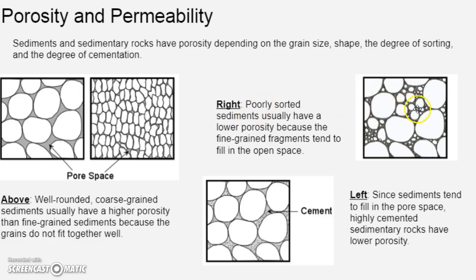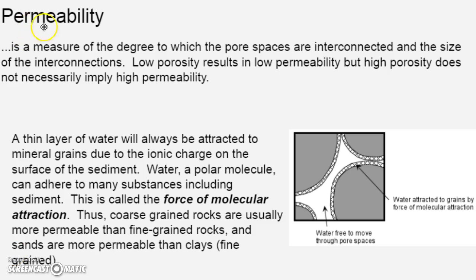Over here we see poorly sorted, meaning they're not homogeneous. It's a heterogeneous mixture. Here we have large, we have mid-size, we have small. In this case, these generally have a lower porosity because the fine-grained fragments tend to fill in the open spaces, and that's what we see here. And to the left here, since cement tends to fill in the pore space, highly cemented sedimentary rocks have a lower porosity. So you don't have these pore spaces, and these can actually be confining layers. They become impervious sediment.